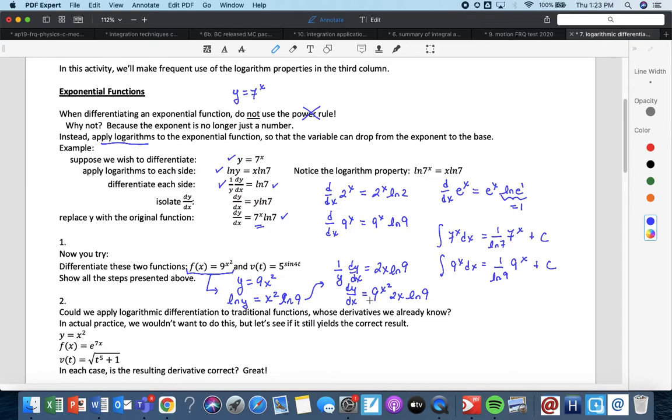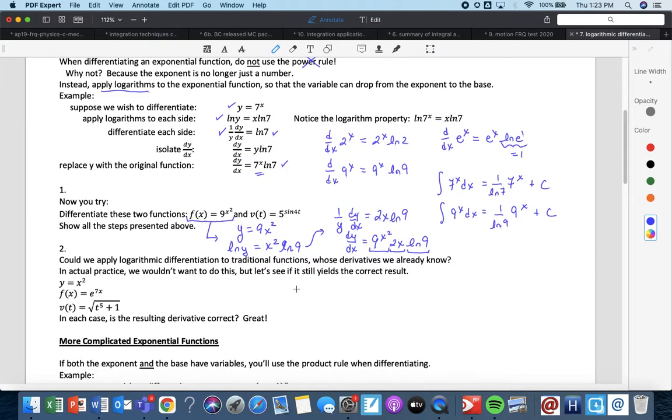Notice that I got back the original exponential function, I got back the derivative of the interior function, and I have the ln of the base I was working in. And the 5 to the sine of 4t would work in a similar fashion.